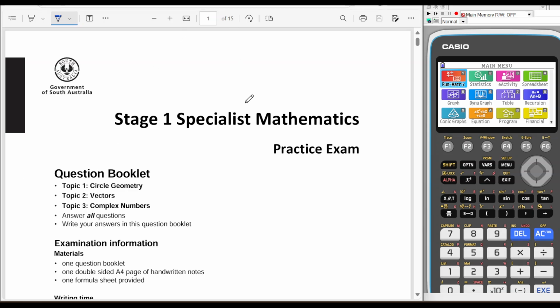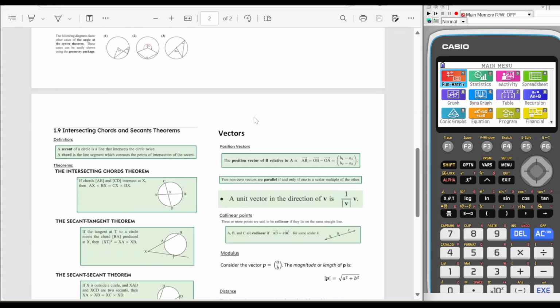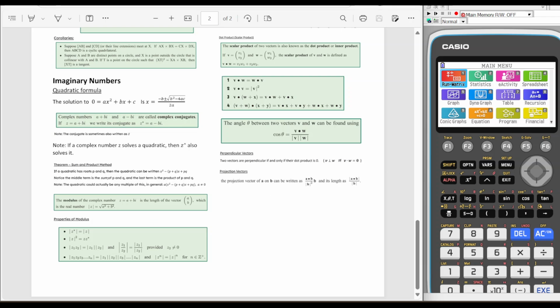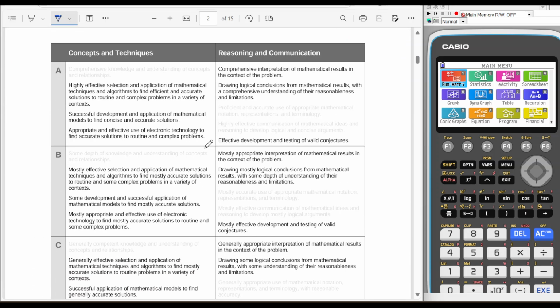Okay, we're going through the Spec Maths practice exam for semester 1. Make sure you've got your formula sheet on you and your calculator. So let's make a start.